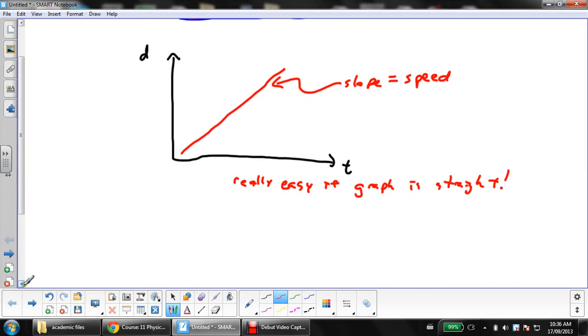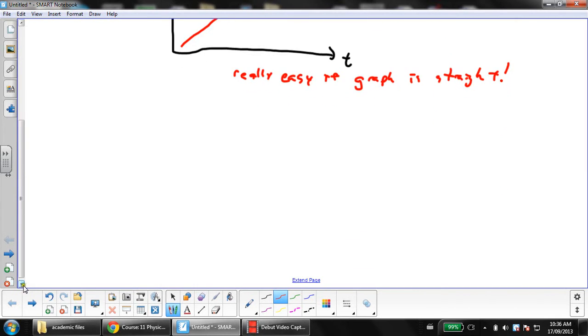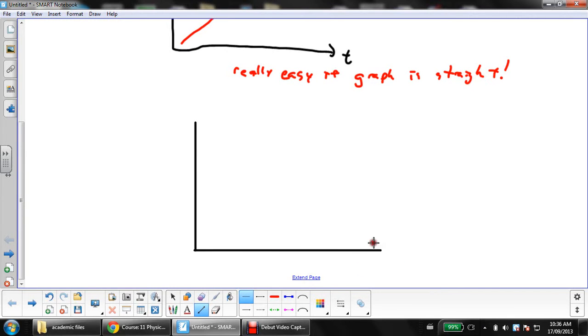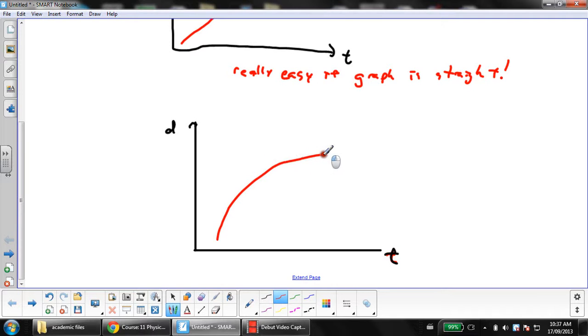So what happens if my graph is looking much more different? So I'm going to make a nicer graph. Go back to pen. T and D, and we'll say that the graph is doing something like this here, making a curve. Okay. Now it's not so easy to find the slope of that line.